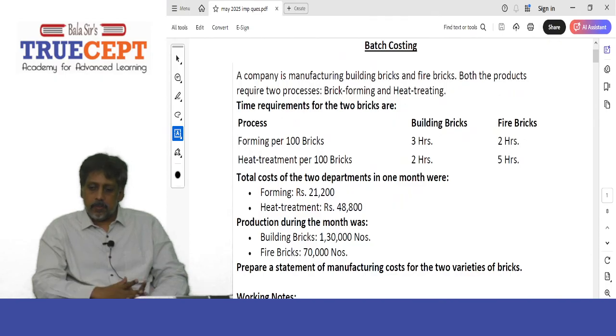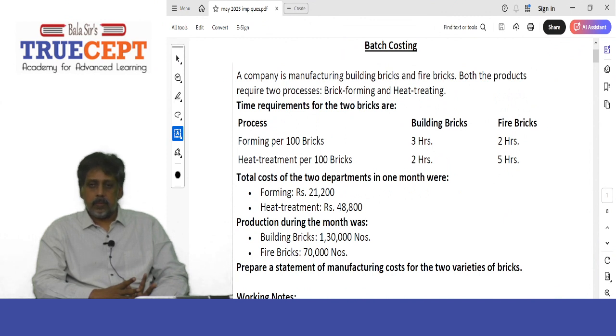A company is manufacturing building bricks and fire bricks. Both the products require two processes, brick forming and heat treatment. Time requirement for the two bricks: for forming, per 100 bricks, building bricks 3 hours, fire bricks 2 hours, and for heat treatment per 100 bricks, building bricks 2 hours and fire bricks 5 hours. Total cost of the two departments in 1 month were forming 21,200 and heat treatment 48,800.